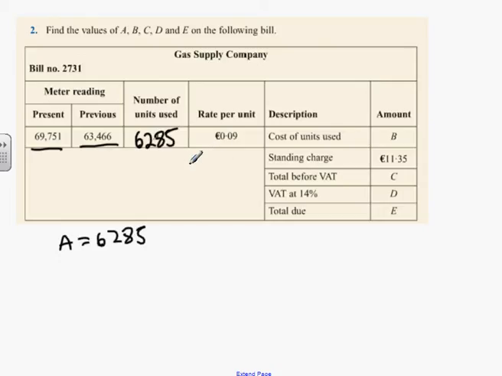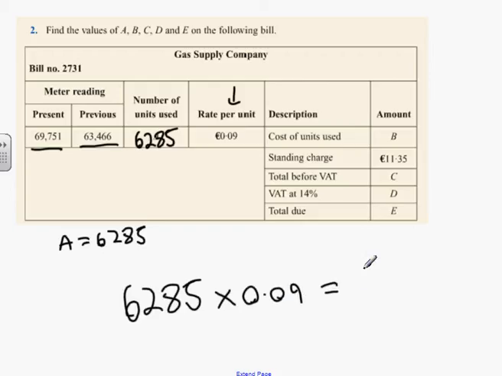Now, how much do I pay for each unit I used? So I used 6,285 of them. However, how much does one unit cost? 9 cents. Do you see it? So you multiply it by 9 cents. And what happens when you multiply that by 9 cents, Barry? 565.65. This is how much my electricity cost me. Therefore, B goes 565.65.